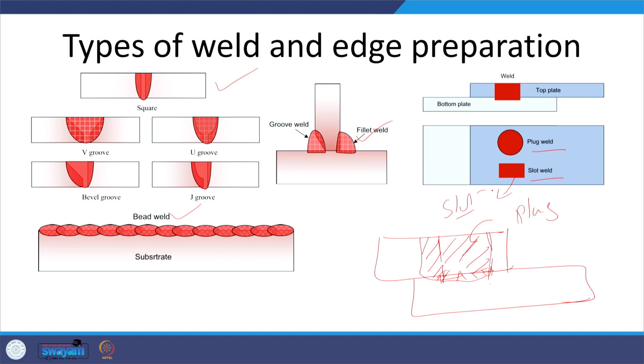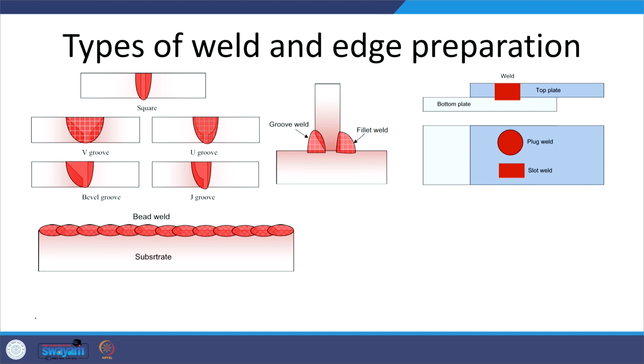So, this is about the types of welds, which is based on the way by which the weld metal is deposited. This is the top plate, bottom plate, and the groove is made in the top plate. If it is circular in shape, then it is called plug weld, and if it is rectangular in shape, then it is slot weld. After making this kind of groove inside the top plate, it is filled in by the weld metal to produce the plug or the slot weld.